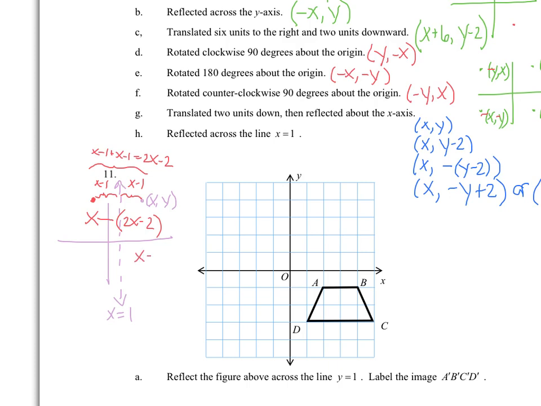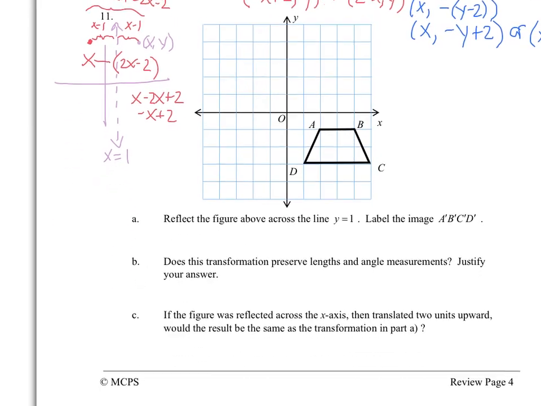Well, x minus 2x plus 2, because I'm going to distribute that negative, and x minus 2x is negative x, and I'm going to have plus 2. So my point will either be negative x plus 2, comma y, or if you want to say 2 minus x, comma y, that is acceptable as well.